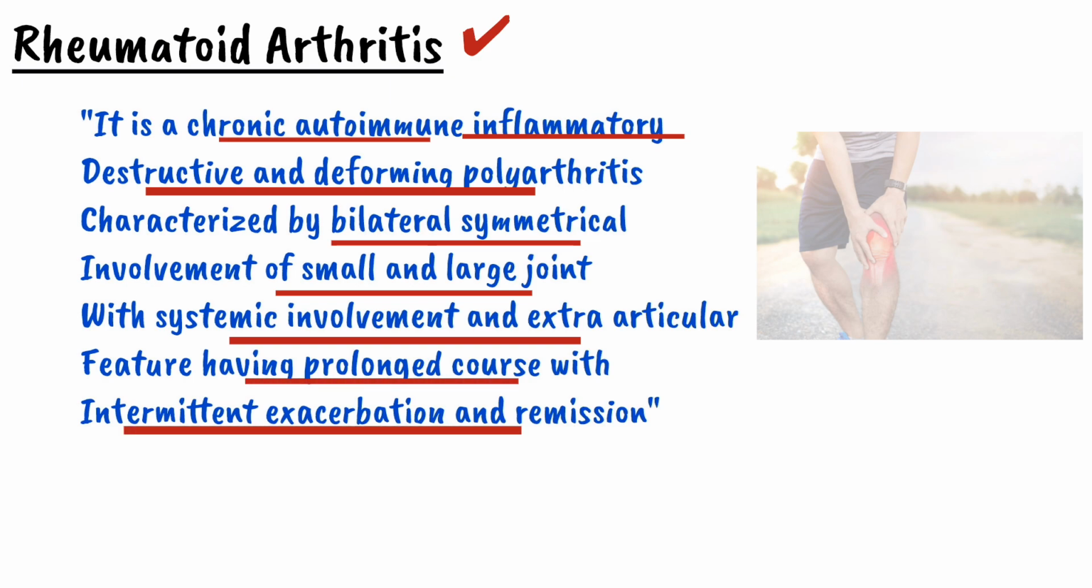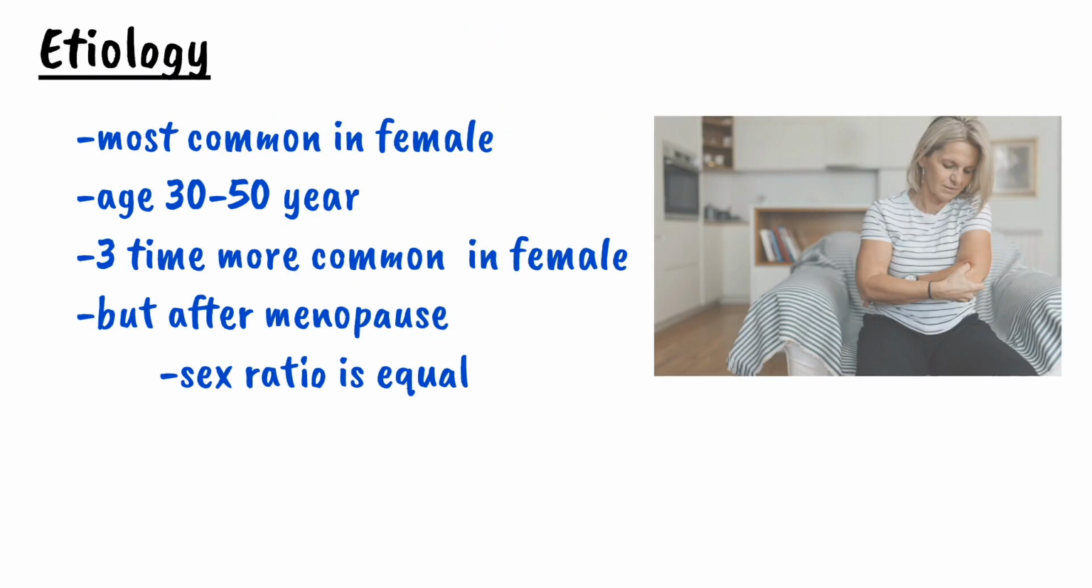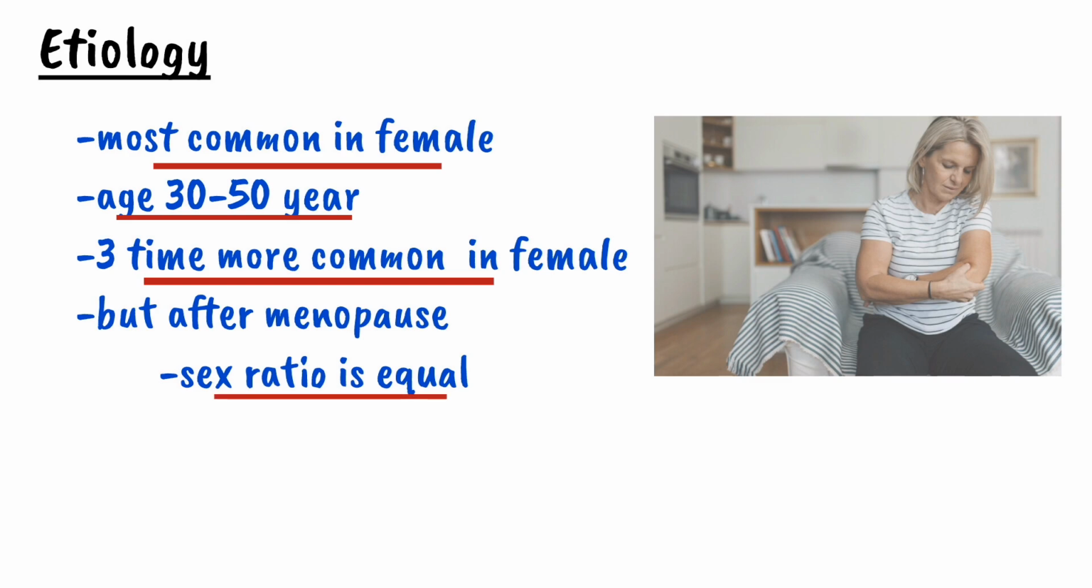It means that, in short, rheumatoid arthritis is an autoimmune condition involving joints and other systems of the body, having prolonged intermittent exacerbation and remission. So what is the etiology of rheumatoid arthritis? Rheumatoid arthritis is most common in females. It occurs in the age group of 30 to 50 years. It is 3 times more common in females. But after menopause, the sex ratio becomes equal. It means that after menopause, the involvement of rheumatoid arthritis in males and females becomes equal.